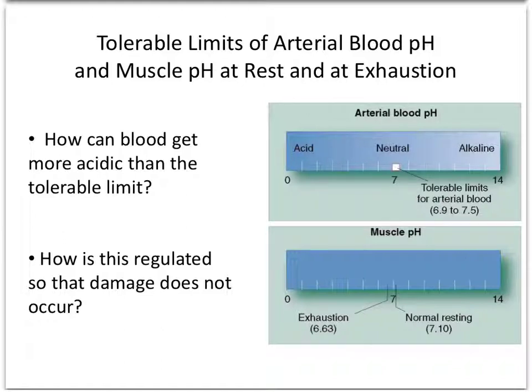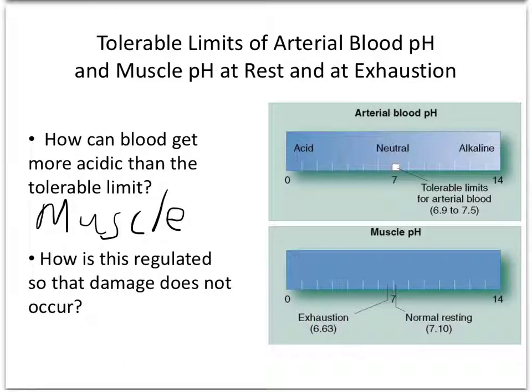So the question here is, how can blood get more acidic than the tolerable limit? And the key to that question is, this is happening in the muscle. Okay, it's not happening in your overall pH. If you measured overall pH at this point, it would still be much higher than the 6.63. But if you measure it right at the muscle, right where all that hydrogen is being released, then we're going to see it at about 6.63.